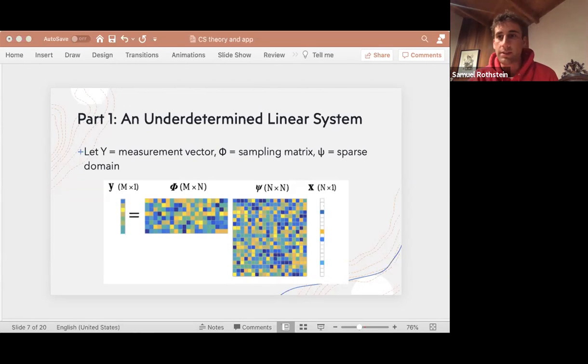Okay, so part 1, we're going to be talking about the underdetermined linear system that we referred to before. In this system, we have y as a measurement of the original signal. Phi is the sampling matrix that is used to produce y from the original signal. We also have that phi is incoherent with psi. Now, we talked about what incoherence means in the previous slide. The other thing I want to mention is that x in this case is the signal that we wish to recover from our sample of the original signal, which is once again y.